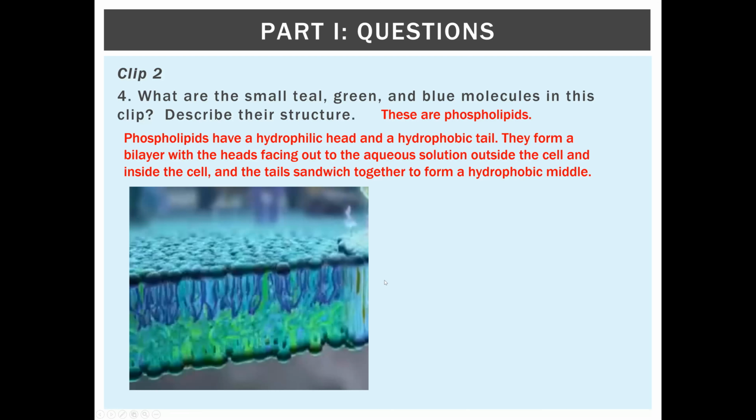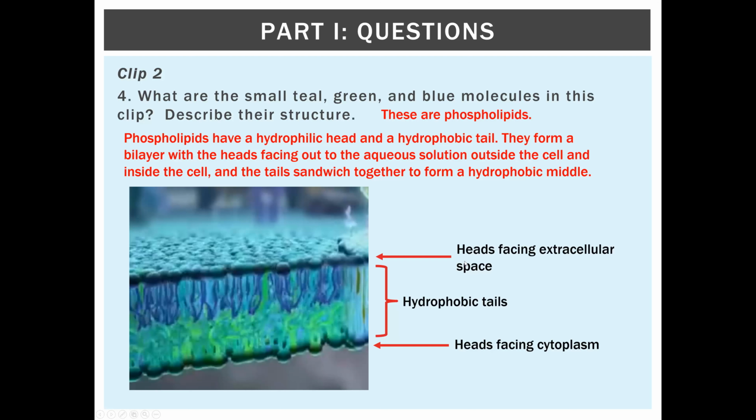So in the video, you can see the little heads facing the outside of the cell. You can see the little heads facing the inside of the cell. You can see both the top and the bottom heads have 2 little tails each. If you look closely in the video, you can see they did a really good job. They did only put 2 tails on each phospholipid, and so this portion in the middle would be the hydrophobic middle. All right, and so there are the labels: heads facing extracellular space, heads facing the cytoplasm, and the hydrophobic tails.